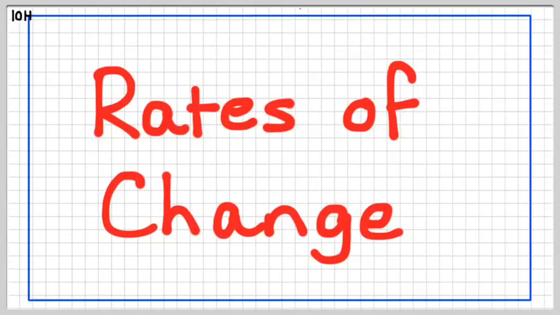Rates of change, guys, a very crucially important part of differential calculus. So let's have a go at this. It's very, very interesting. We deal with rates of change all through our lives. So let's have a good look at it in terms of differential calculus, and we will nail it.